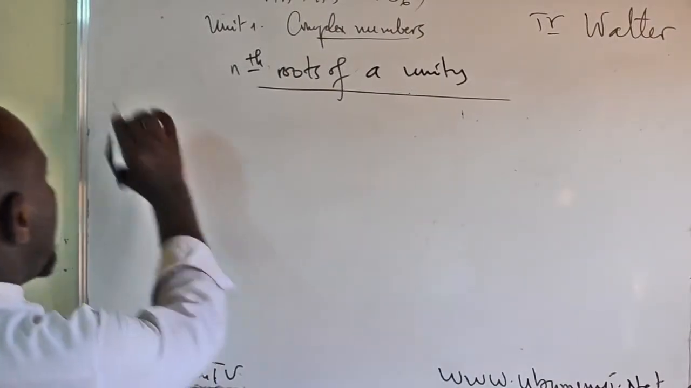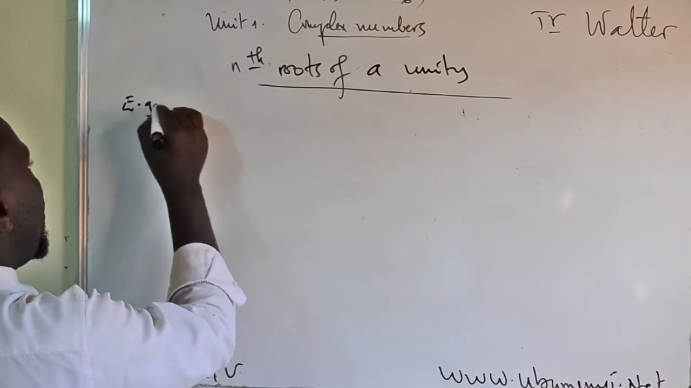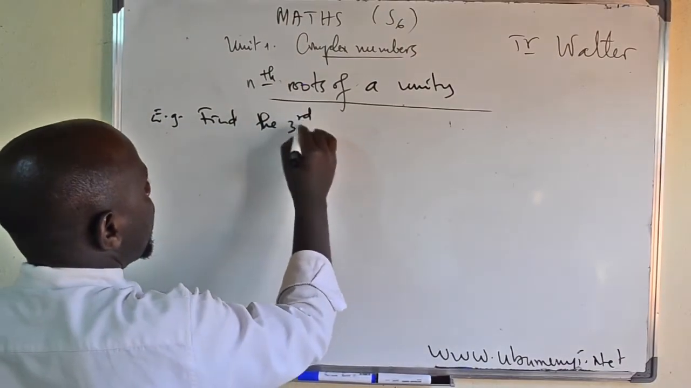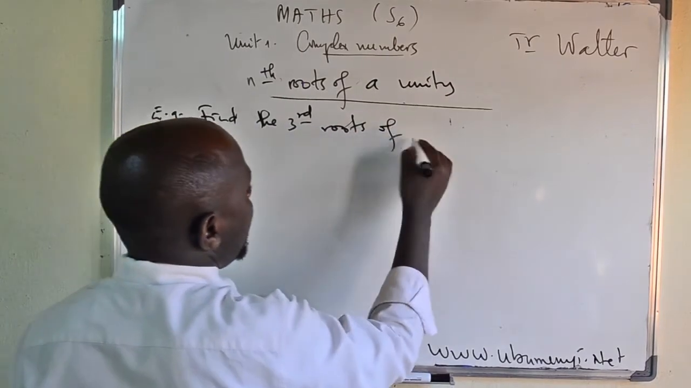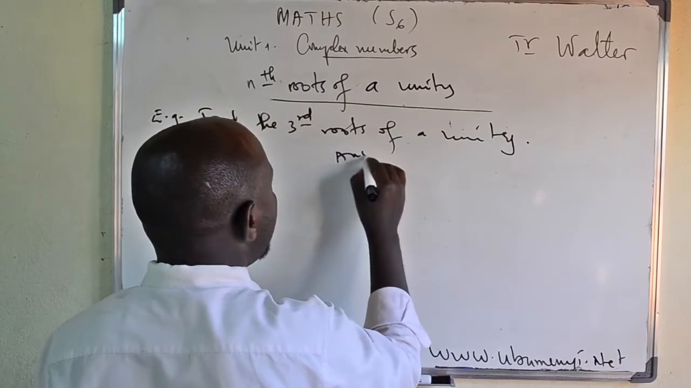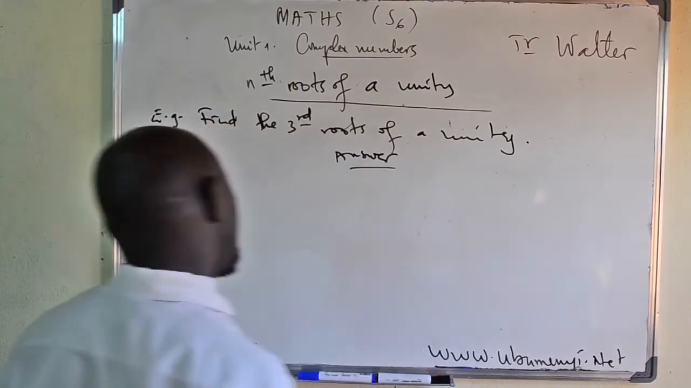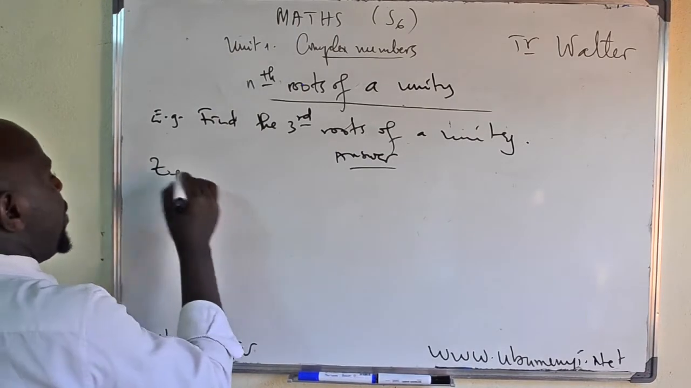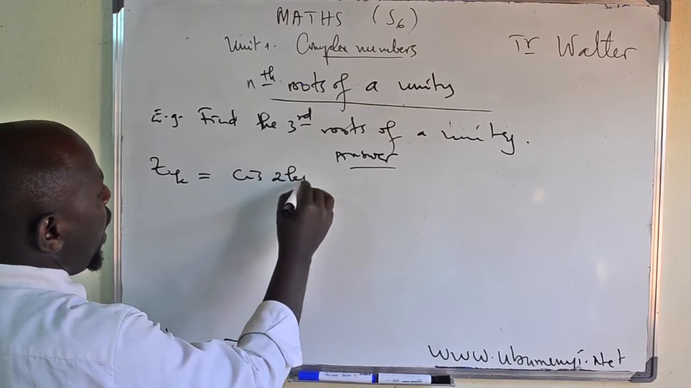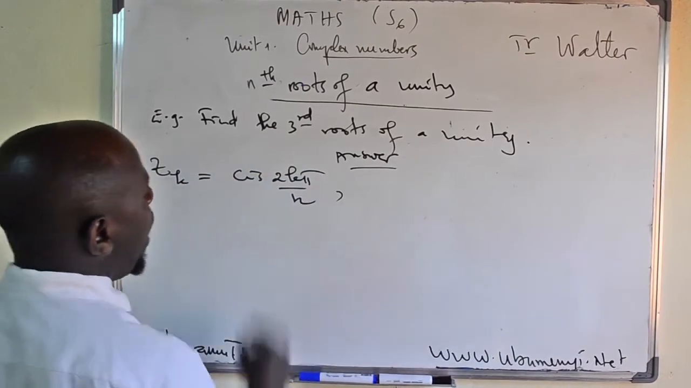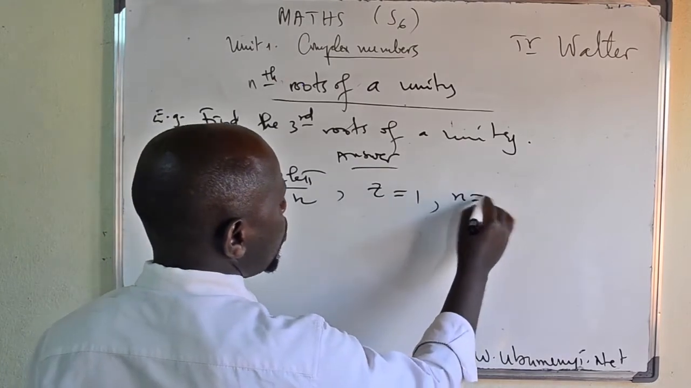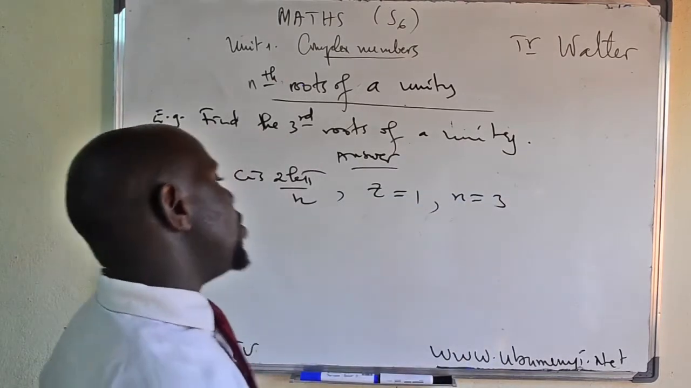I will give you an example: find the third roots of a unity. So, what do we find as an answer to this? We have seen that zk for a unity equals cis 2k pi over n. And now here, z equals 1 and n equals 3. So we are going to get the roots.